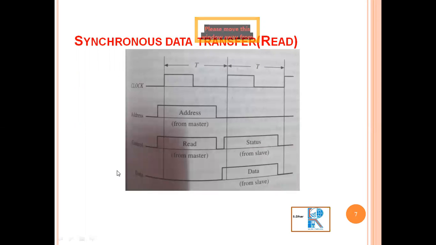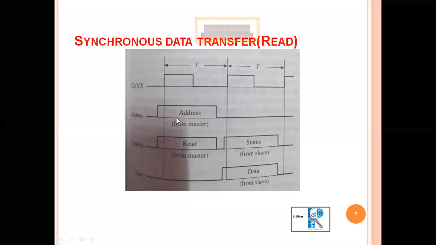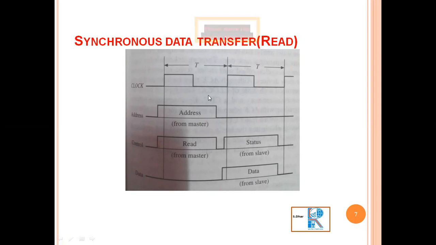Now, this is the example of synchronous data transfer. This is a read operation. See, as the transfer is synchronous, it is always related with a clock. That means this is the clock and this is the time period. Within this time period, the processor can initiate one operation. So here, suppose master wants to read the particular data from slave.